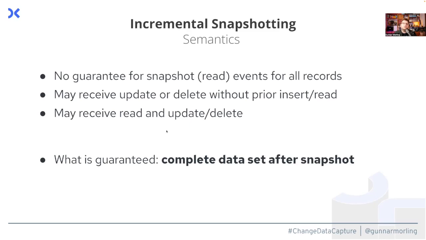Now, very importantly, this means that there are a few differences to the behavior and to the semantics you would get from a classic snapshot. In particular, you wouldn't be guaranteed to get snapshot events or read events for all the data which you are capturing. It could also be update events from the transaction log, or it could even be delete events if a record was deleted during that time. But for instance, it could also happen that you receive an update event and you didn't get an insert event before that, because that's just what you got from what we read from the transaction log.